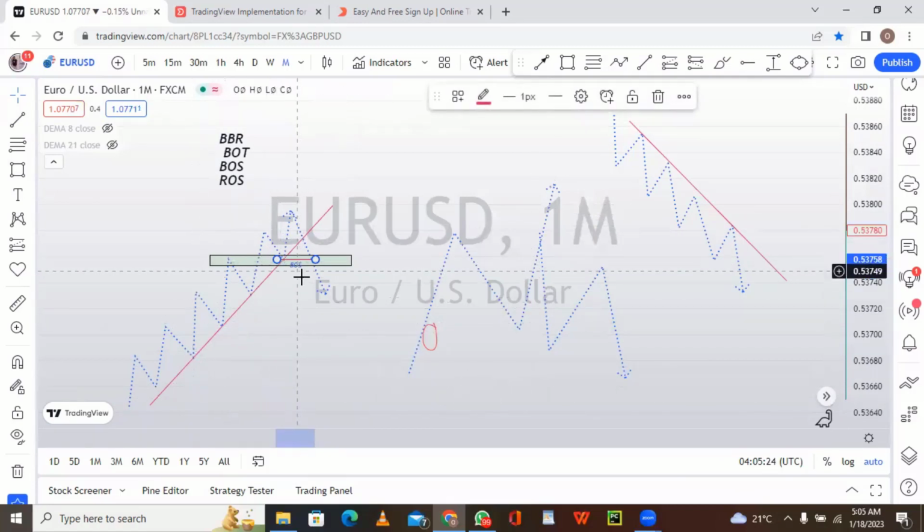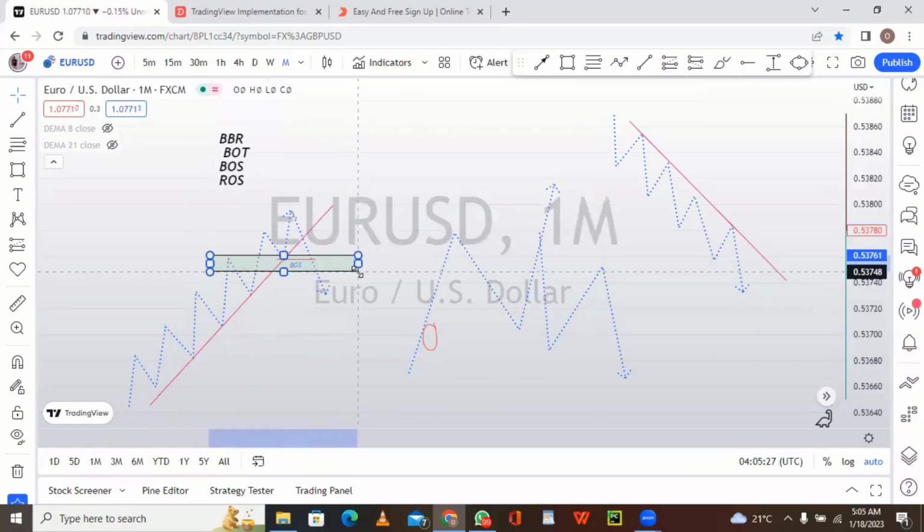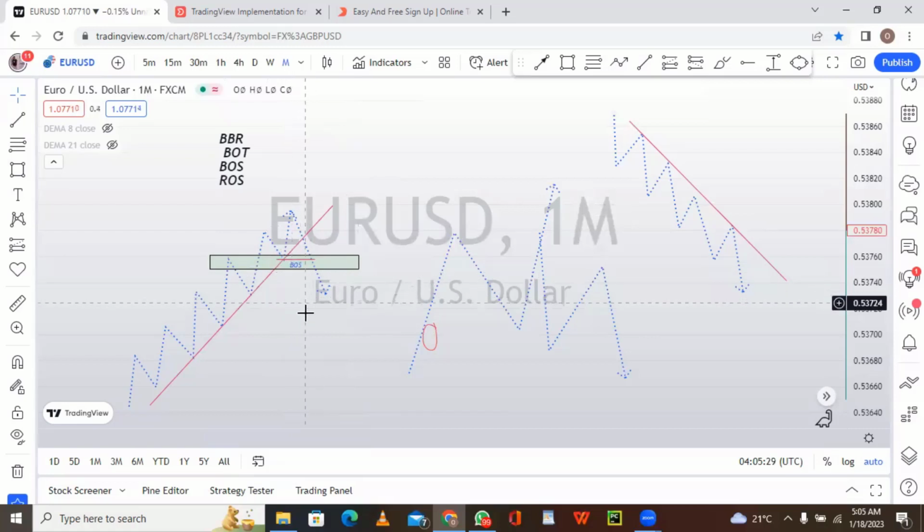Okay, so this is a break of structure. This is a break of structure to the downside. So we have a break of trend, a break of structure, and the next thing we have is a break of trend line. Sorry, you have a break of trend line, a break of structure. The next thing that is lacking for BBR to be complete is a retest to the broken structure.